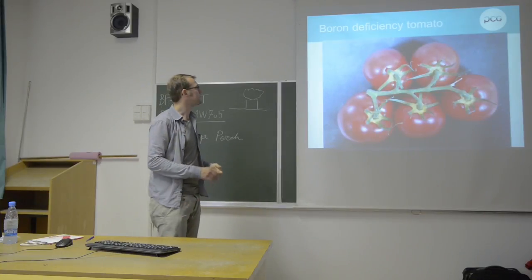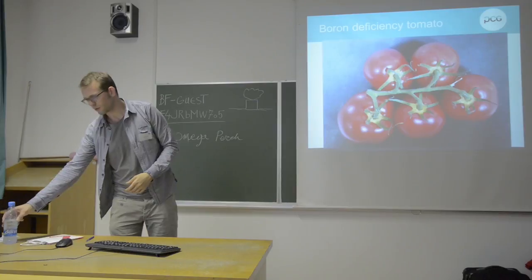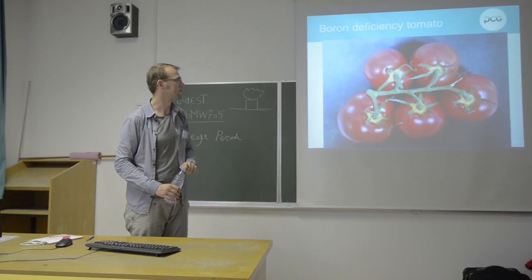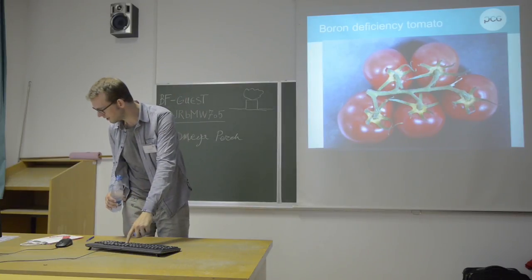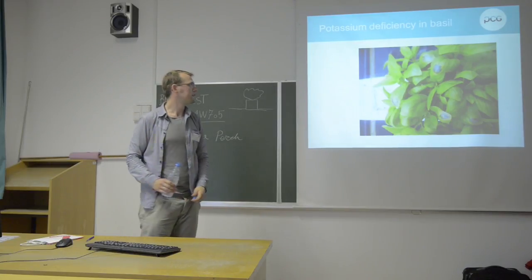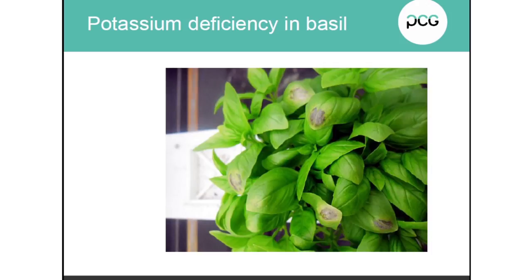Another picture of boron deficiency, but then in tomatoes, the yellow crowns. Of course, consumers don't like that because they think your tomatoes are already 4 or 5 weeks old and they're not tasty. Picture of a potassium deficiency in basil, so perhaps that's what you were talking about.